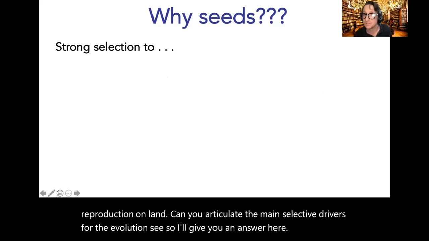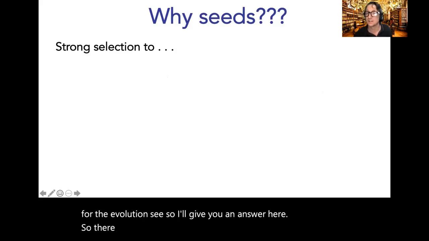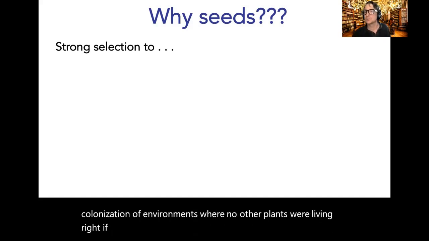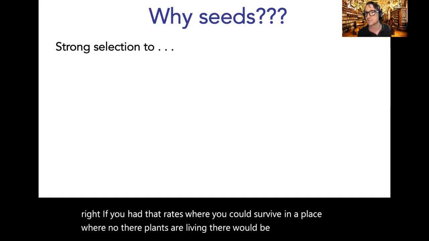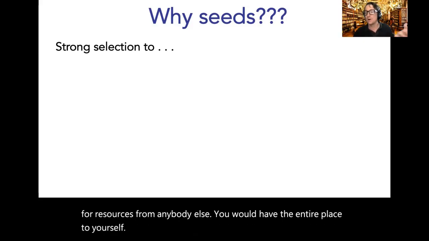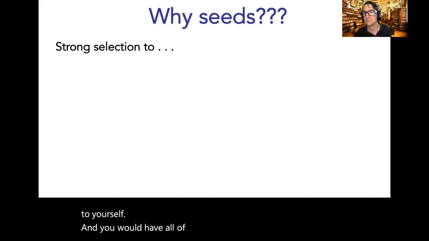There has been extremely strong selection for increased colonization of environments where no other plants were living, right? If you had the traits where you could survive in a place where no other plants are living, there would be no competition for resources from anybody else. You would have the entire place to yourself, right? And you would have all of these open resources for your potential offspring to utilize.